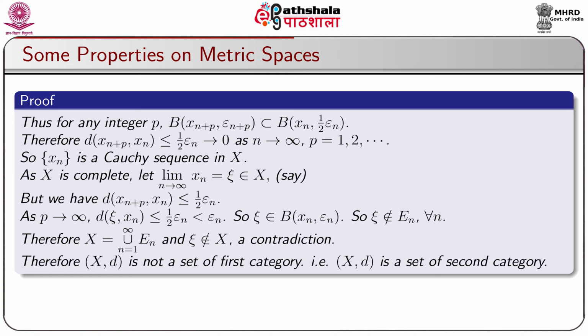Therefore, X is equal to the union over n from 1 to infinity of En, and j does not belong to X, which is a contradiction. Therefore, (X, d) is not a set of first category. That means (X, d) is a set of second category. Thus, we see that every complete metric space is not a set of first category.